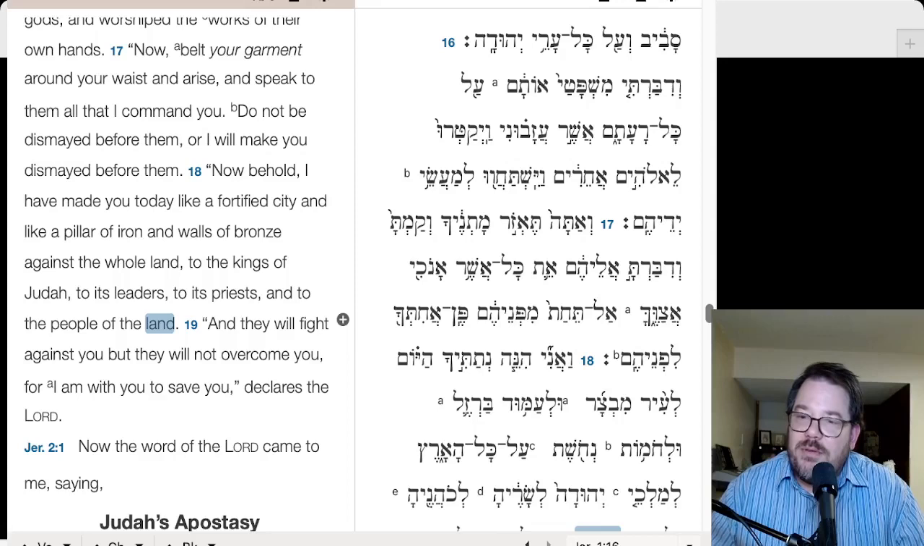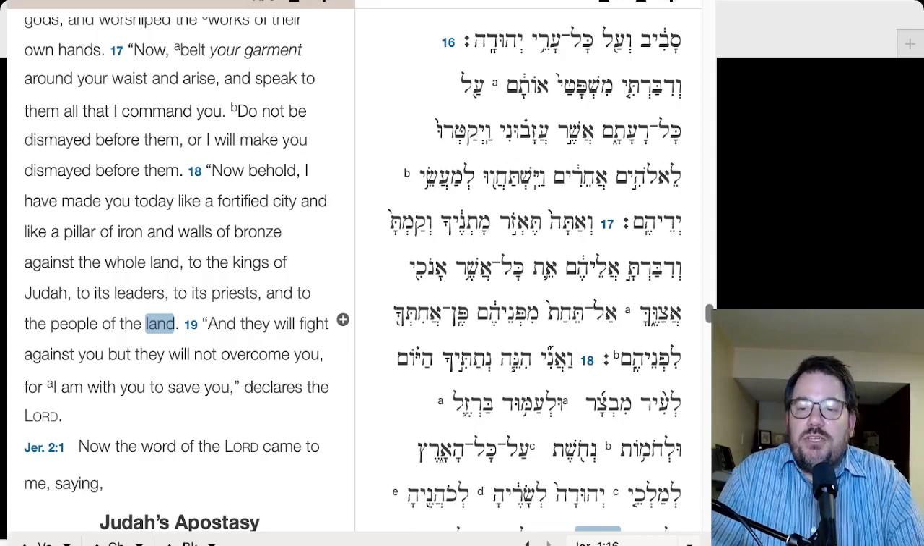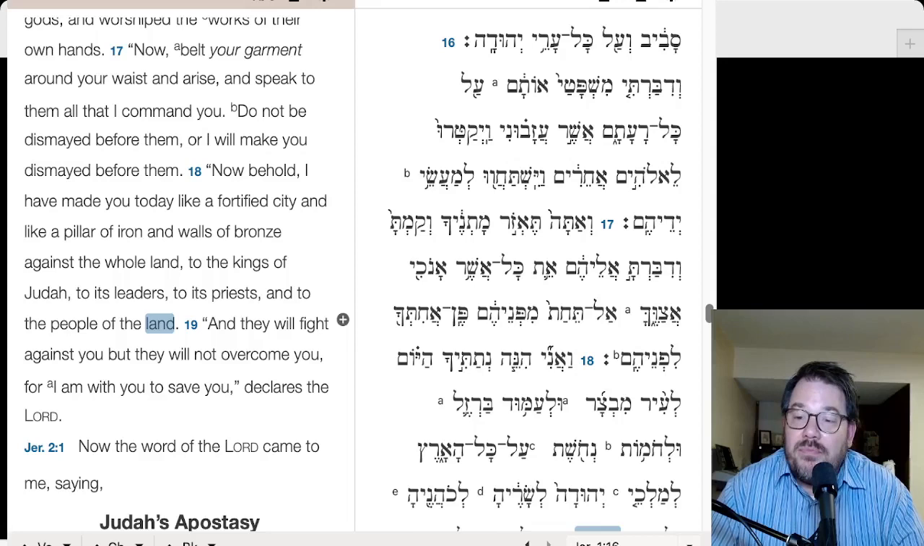It's more like, get ready, because brace yourself. All these people are going to come against you, and they will fight against you. But they will not overcome you, for I am with you to save you. So Jeremiah is going to face this bitter opposition, but ultimately he's not going to be overcome. Again, it's that reassurance, because I am with you. I am with you to save you. Wow. This is echoing back to Emmanuel, right? I am with you to save you. I think it's really remarkable.